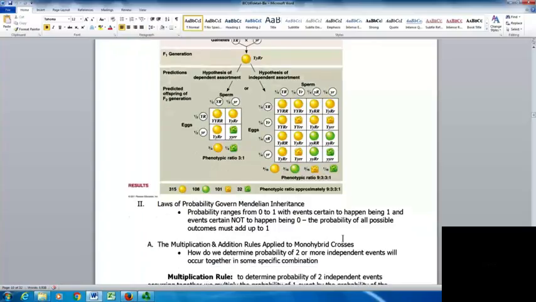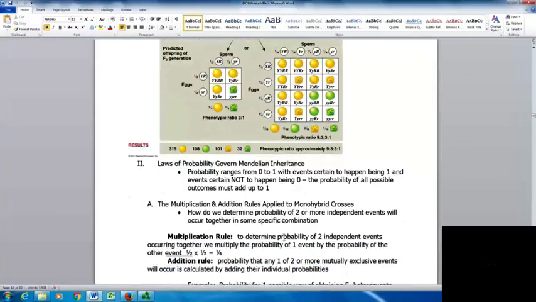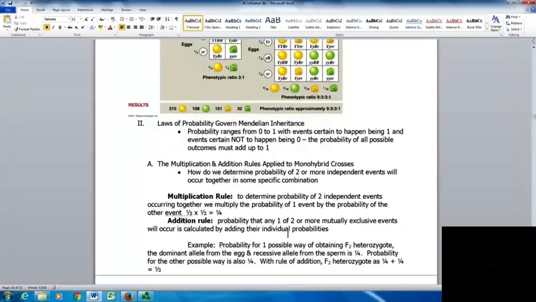So Mendelian inheritance will follow the laws of probability of math. Probability is going to range from 0 to 1. Events that are certain to happen are going to have a probability of 1. Events that are certain not to happen are going to have a probability of 0. Everything else will be something in between, and the probability of all the possible outcomes has to add up to 1. With the multiplication rule, this is used to determine the probability of 2 independent events occurring together.